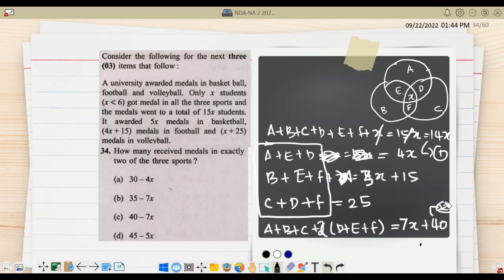Now we are going to subtract equation 1 from equation 2. So 7x plus 40 minus 14x. This is minus 7x. So 40 minus 7x is your answer. Option C is your answer.